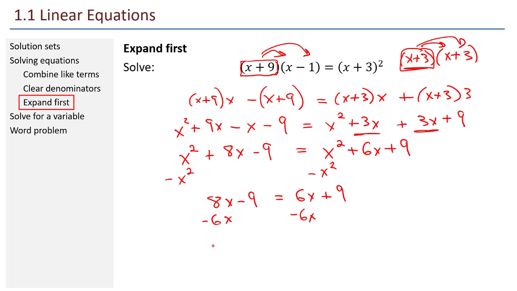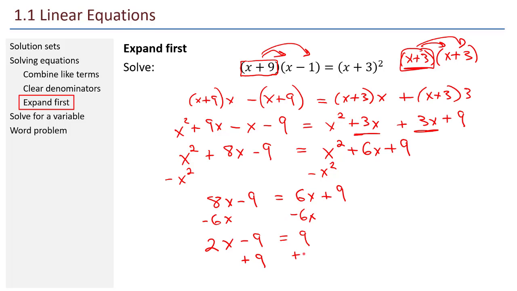Now let's combine my x terms, the 8x and the 6x, so I'll subtract 6x from both sides, minus 6x minus 6x, and I end up with 2x minus 9 equals 9. All right, I have my constants. I have a minus 9 on the left and a positive 9 on the right. Let's move all my constants to the right, so I'll add 9 to both sides.